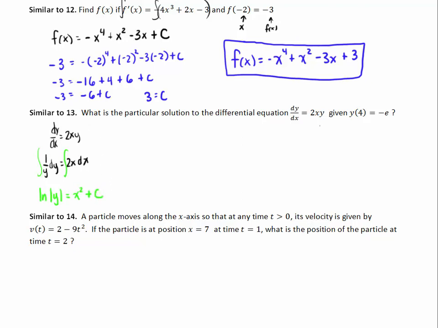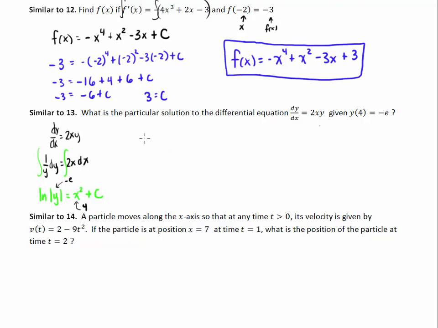Now we know for a fact that if we plug in 4 for y, we have to get out negative e for x. Whoops, I got those backwards. See, I told you I could smell the end. It's coming. I get out a negative e when I plug in 4. So let's try that one more time.